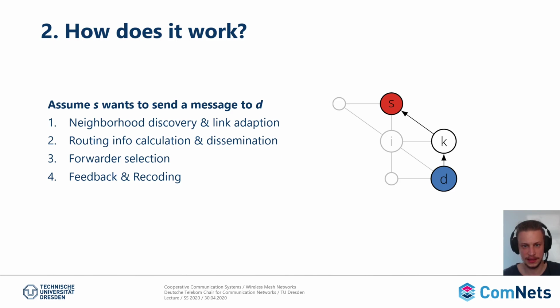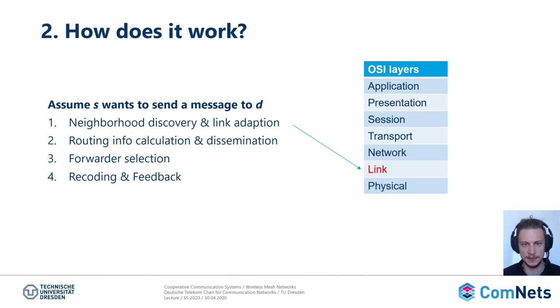But there also needs to be a backward direction in case a message gets lost over the notoriously lossy wireless links, which is covered with feedback and recoding. I'll come to the recoding point at a later time also. If we analyze these tasks now and put them into context of the OSI layer model, so we have the OSI layers at the right here, and we can see that task 1 pretty much fits into the abstraction of the link layer, as neighborhood discovery and link adaptation never leaves the domain of direct neighborhood. Whereas tasks number 2 and 3, routing information calculation and the spreading of those in the network, and the forwarder selection, so the actual routing execution, is very much a network layer, so a routing task.